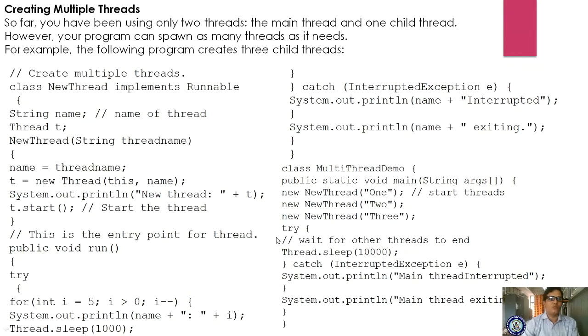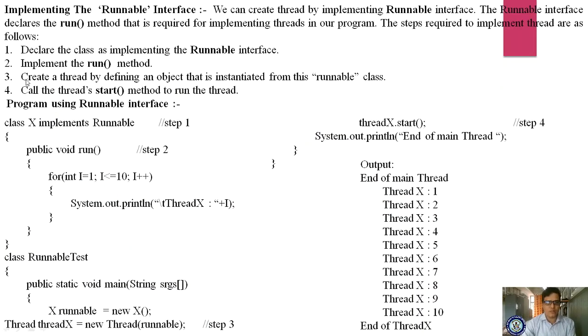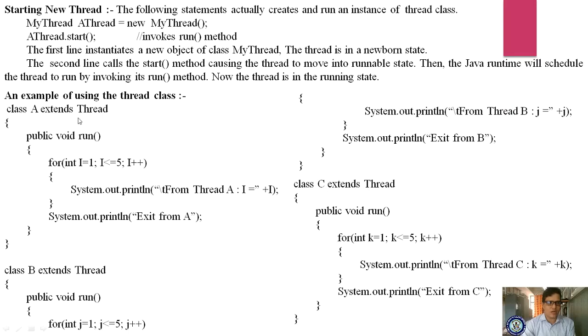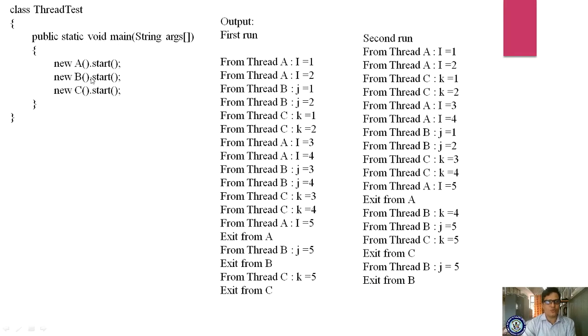Okay, now we'll see another topic. We will see this program in your lab program also. Likewise you can create a number of classes. For example, you can create the same program: class A implements Runnable, class B implements Runnable, class C implements Runnable. You are writing the same thing. Now what are you supposed to do here?